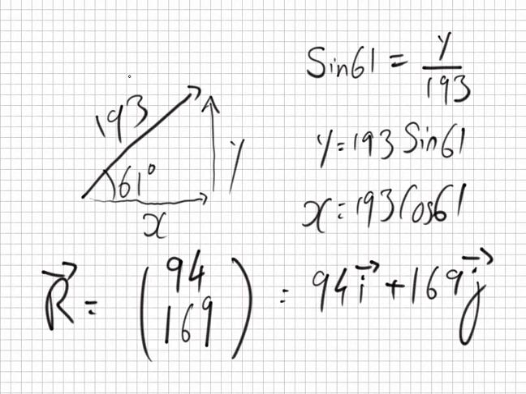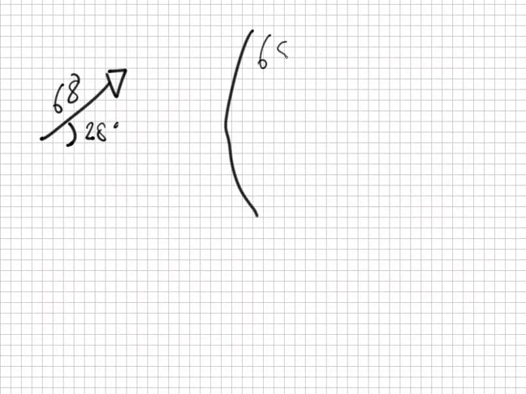No, the i is 32. Goodness sake. What's the magnitude here? 68. And the angle? 28. Alright. So I know a quick way to do this. It's always going to be 68 cos 28 here.